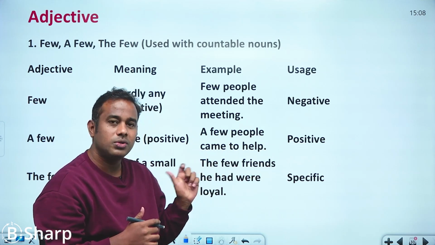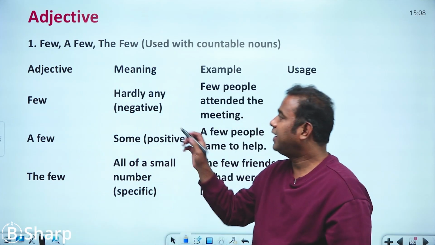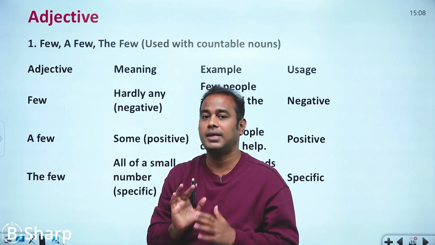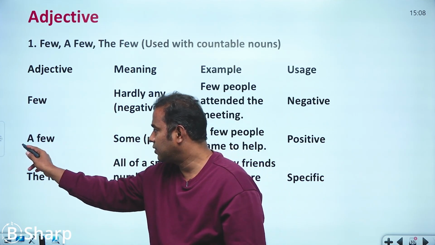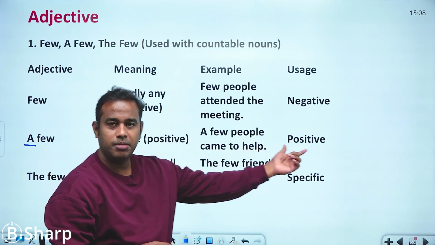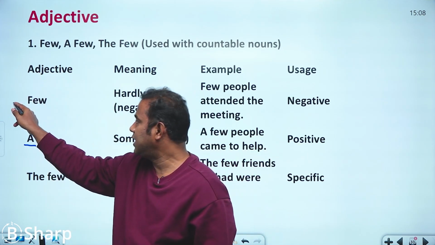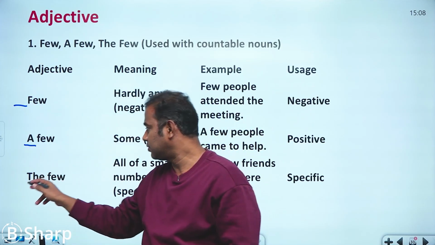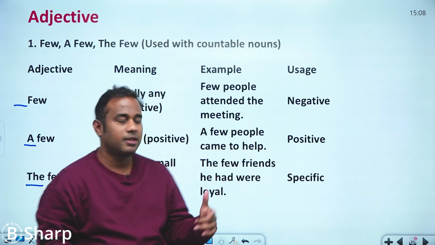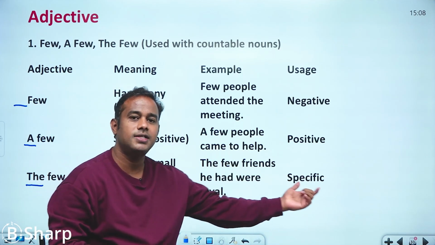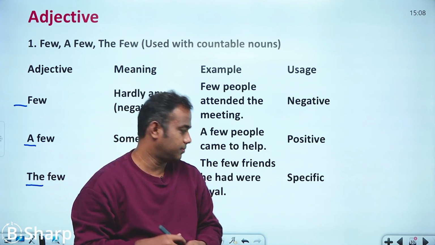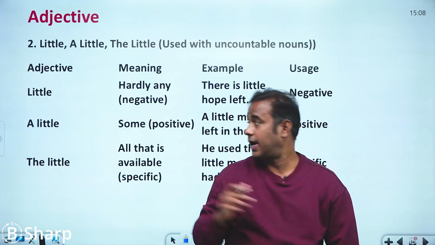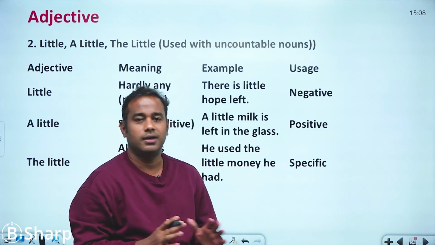The meaning here is that in front of the word few, if you do not use a or the, then the meaning entirely changes. If you use a, then it becomes a positive sentence. If you do not use a, then this becomes completely a negative sentence. If you use the article the, you are saying something very, very specific. That's the meaning of the sentence. Please remember this adjective thing. The same thing applies to little.